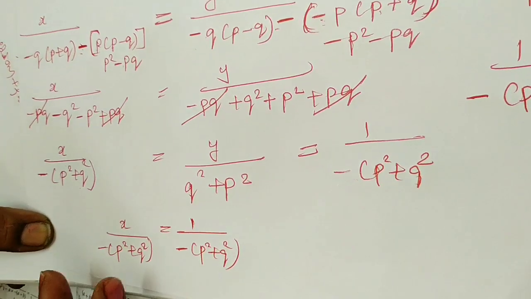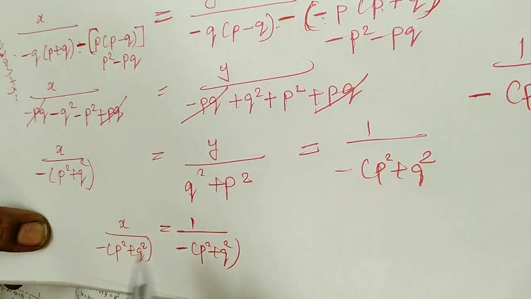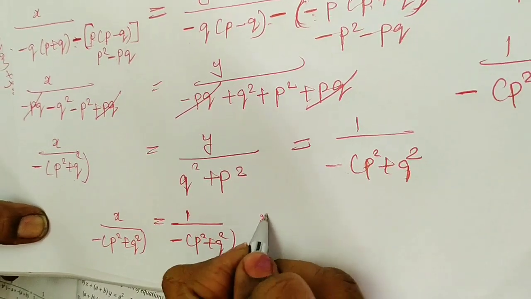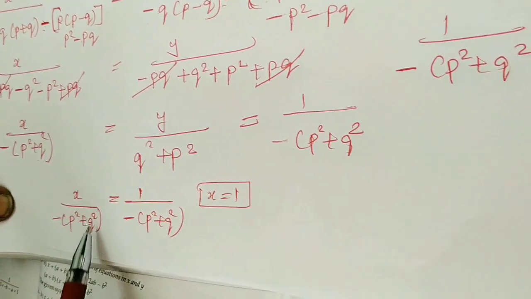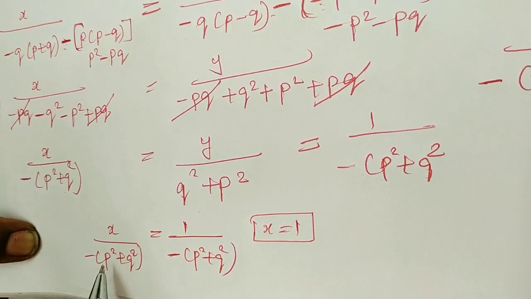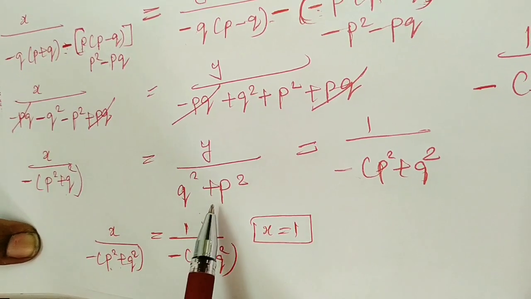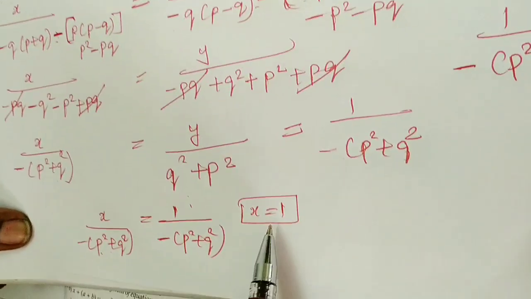We'll do mind calculation. Take this fraction to numerator. Numerator, denominators are same. Simply we'll cancel and the answer will be x is equal to 1. You got the idea? You take this minus P square Q square to this place and cross multiplying. This term will go to this place. As numerator and denominator are same, just cancel it and write x is equal to 1.